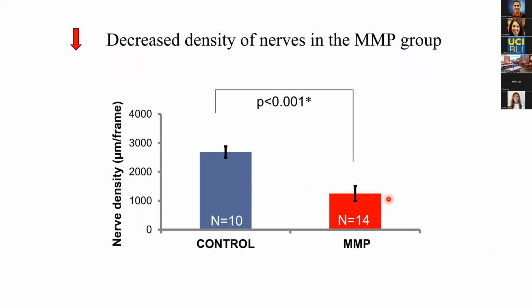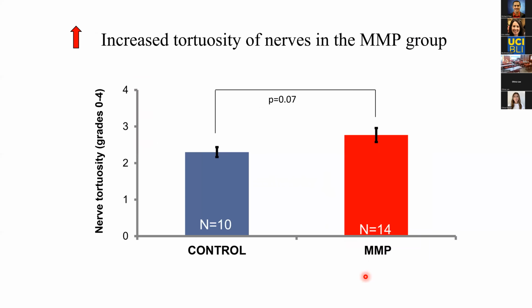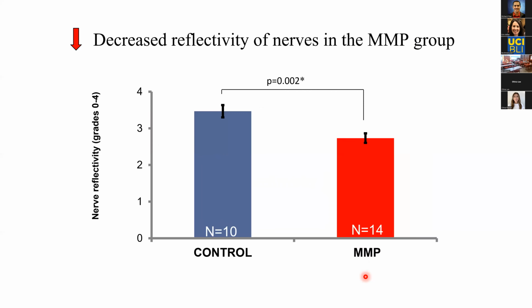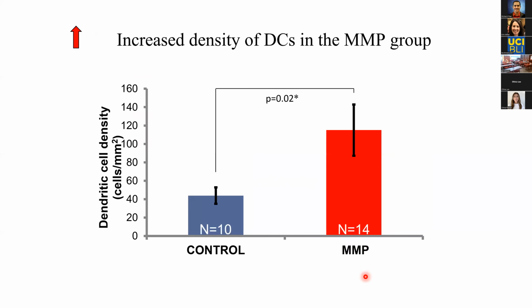So the density of nerves was lower, and this was statistically significant in the mucous membrane pemphigoid group, even though our N is quite small. The tortuosity of the nerves was increased, but that's not statistically significant. The reflectivity of the nerves was decreased, and that was statistically significant. But most importantly, the dendritic cell density in these eyes was higher than normal controls. Even though I will say I did not control for if these patients were treated or untreated.